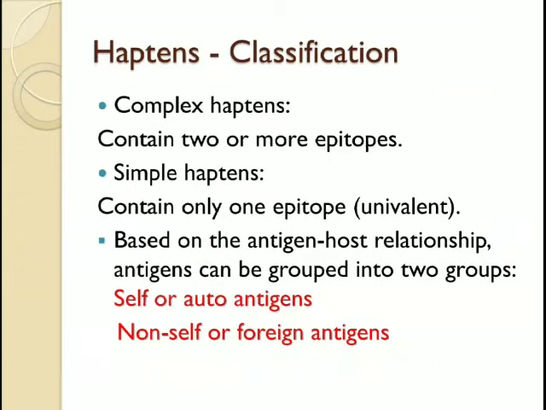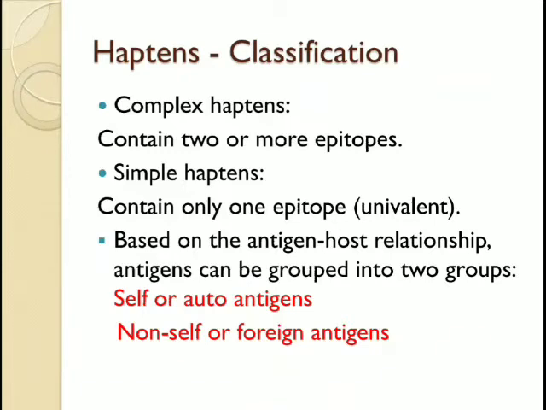Hapten classification. Complex haptens contain two or more epitopes. Simple haptens contain only one epitope, so they are univalent. So there are two types of haptens. In the complex hapten, two or more epitopes are there and they bind to the antibody, and in the simple haptens only one epitope is there and it binds to the antibody.